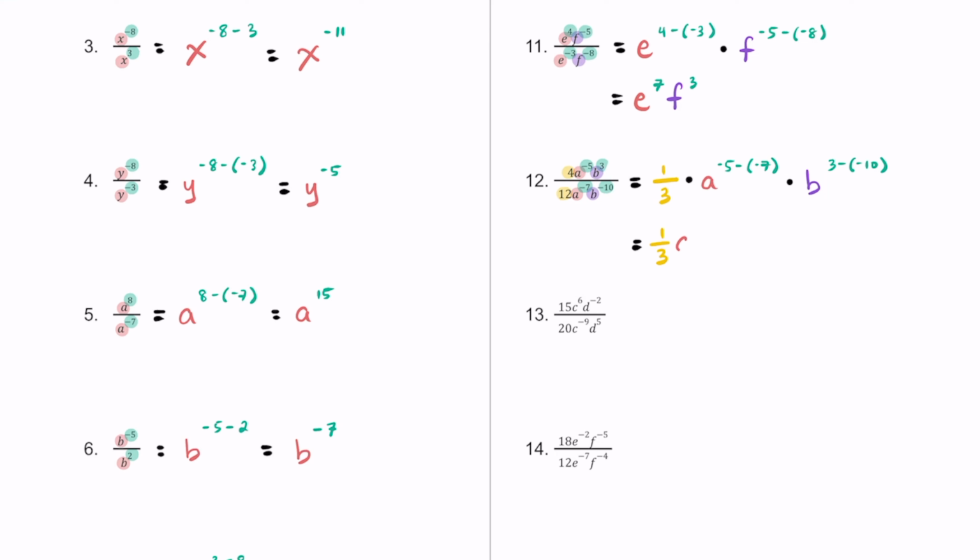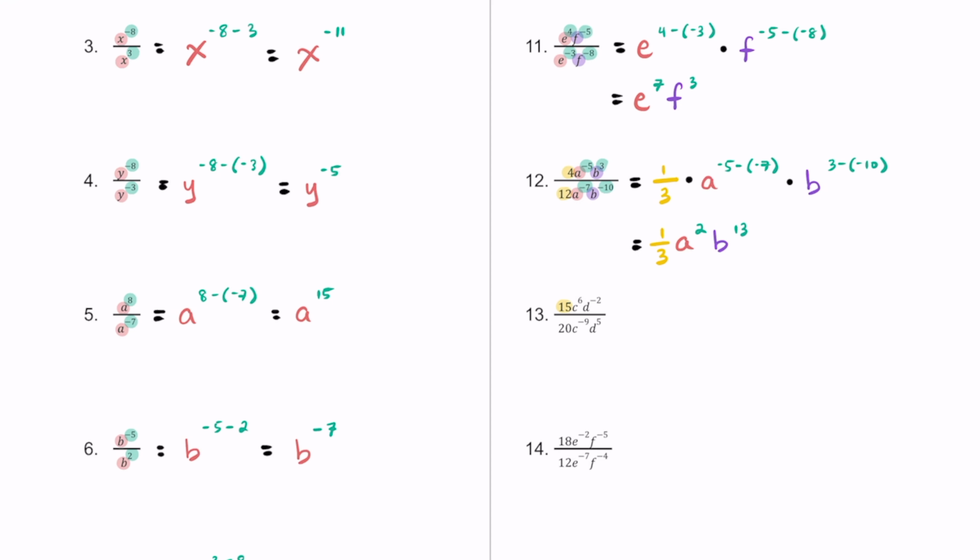And then we're going to multiply that by a raised to the, we have negative 5 take away negative 7, which is the same thing as negative 5 plus 7, aka 2, or positive 2. So it's a squared. And then we're going to multiply that by b raised to the what power? Well, we have 3 take away negative 10, which is equivalent to 3 plus 10, also known as 13. So we're going to have 1/3 a to the 2nd power times b to the 13th power as our final simplified expression.